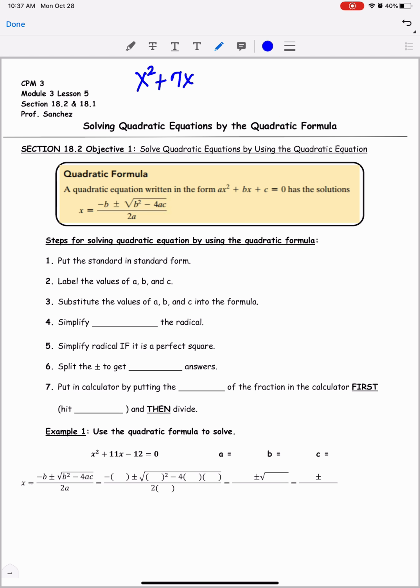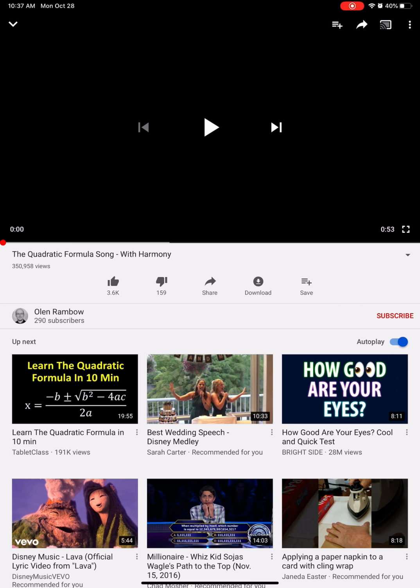So this formula, x equals negative b plus or minus the square root of b squared minus 4ac all over 2a, needs to be memorized. So to help you memorize this formula, if you guys know that song Pop Goes the Weasel, there's a tune that you can use to go with it.